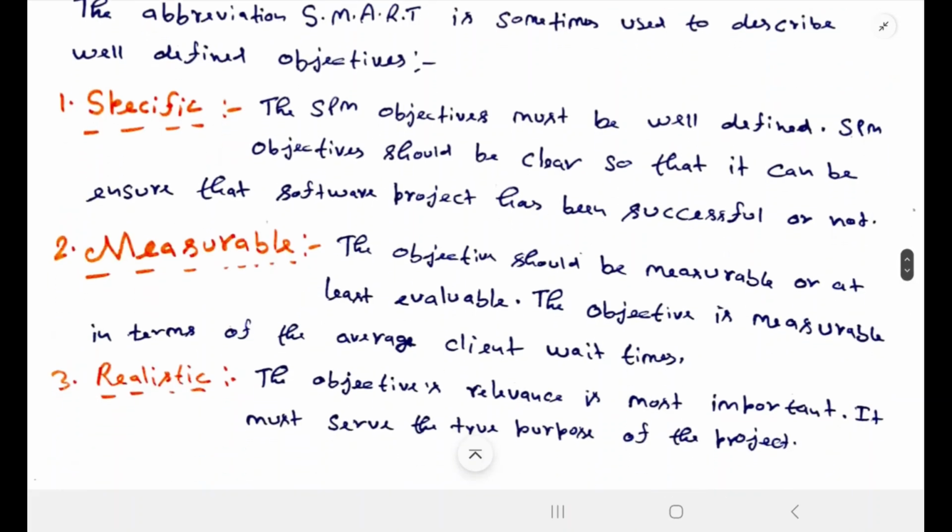The first specification is specific. The SPM objectives must be well defined, or SPM objectives should be clear so that it can be ensured whether the software project has been successful or not.